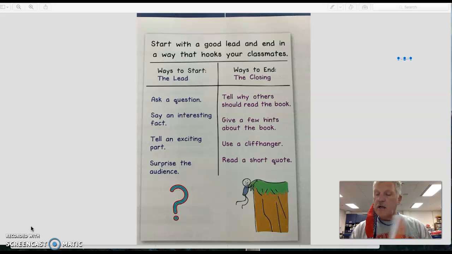Well, in the book talk, I started with, can you imagine a Venus flytrap plant could be a big-time detective? So that's my lead. I asked what question. Okay? And then my closing is, if you enjoy hilarious stories with a little bit of mystery, this book is for you.